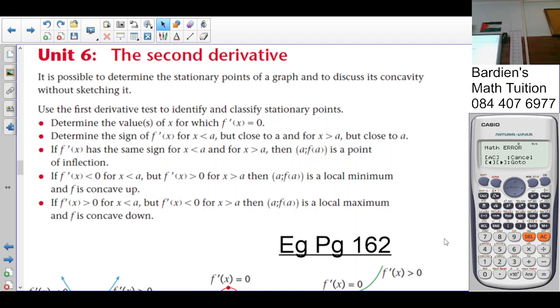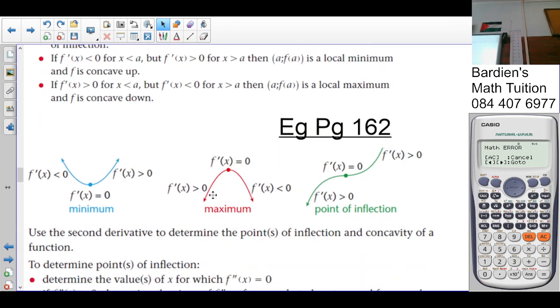If f prime x is less than 0, which means to say it's negative, for x less than a, but f prime x is greater than 0 for x greater than a, then f of a is a local minimum, and f is concave up. If f prime x is greater than 0 for x less than a, but f prime x is less than 0 for x more than a, then f of a is a local maximum, and f is concave down. Okay. So in terms of the graph, this is what they are saying.